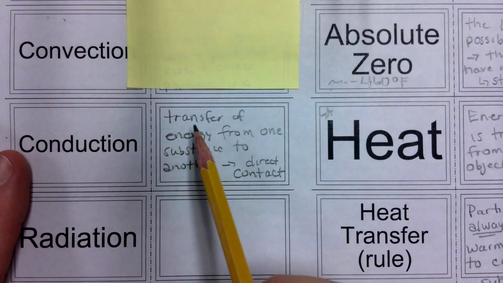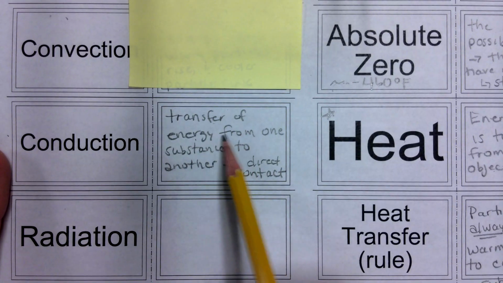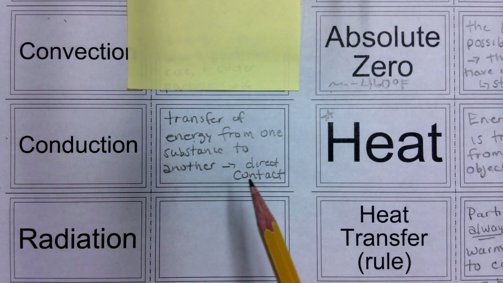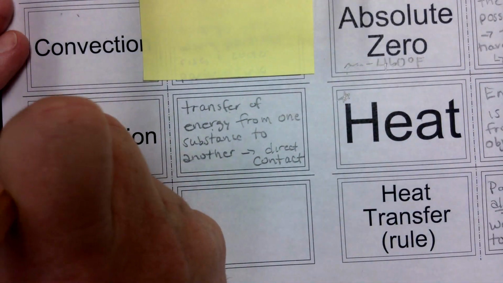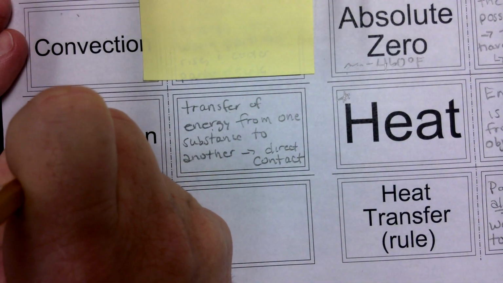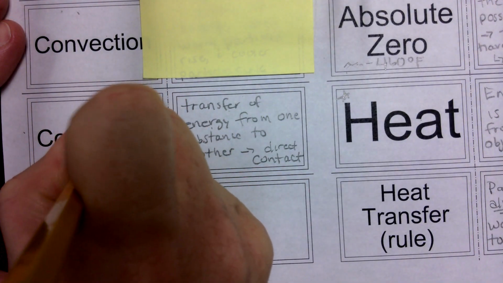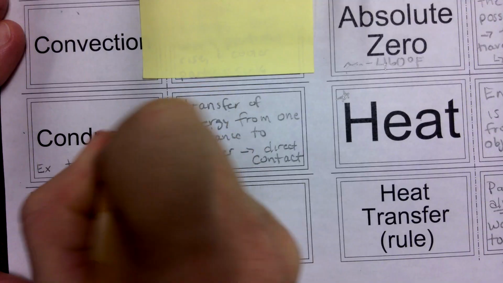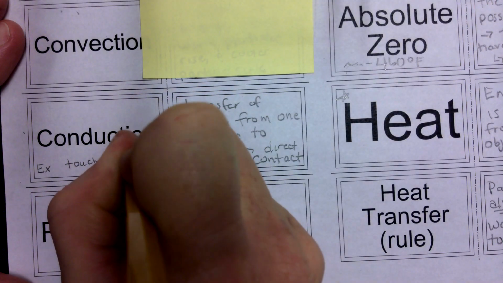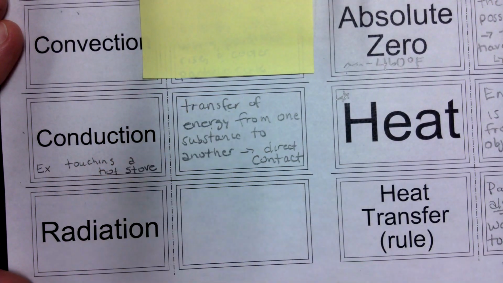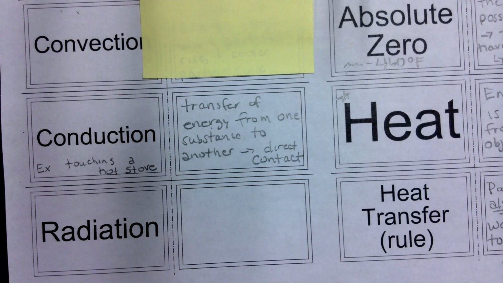So first of all, conduction is the transfer of energy from one substance to another through direct contact. In other words, an example of conduction would be touching a hot stove. Touching a hot stove, that's a great example of conduction.